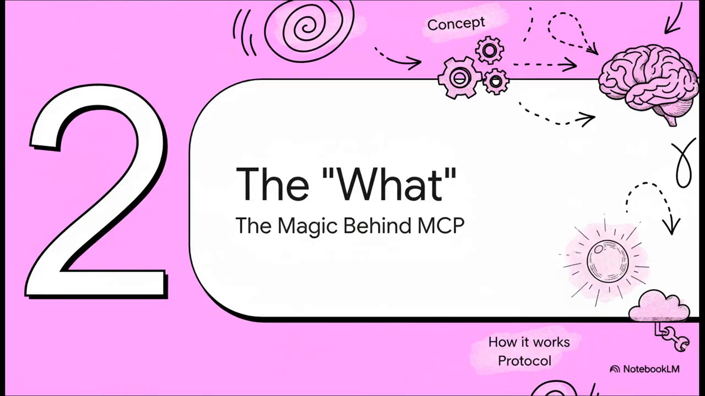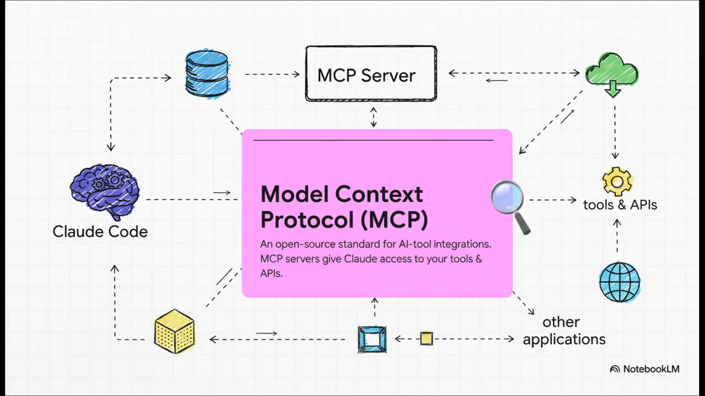Okay, so you're probably thinking, all right, how does all this magic actually work? Let's get into the what. And I promise you, the core concept here is way simpler than you think. So, at its heart, the Model Context Protocol is just an open-source standard. Think of it as a shared language that lets an AI, like Claude Code, talk to all your other applications. These things called MCP servers are basically the bridges that give Claude secure access to your tools and APIs.